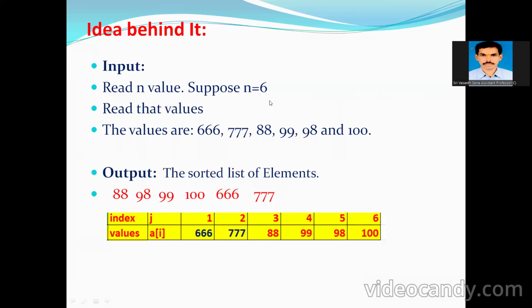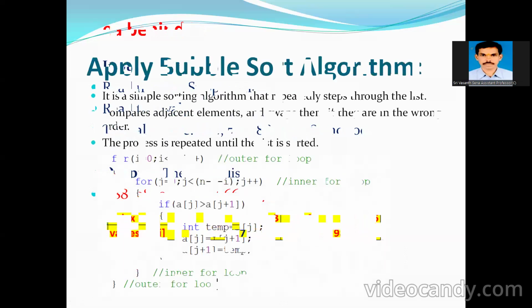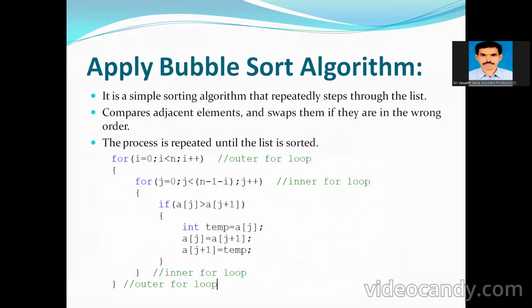The number of elements is 6. These elements are stored in these memory locations. At the end of this, I need to get an ascending order list, Arohana kramam, small to big. So for that purpose, we have different strategies. We need to apply the simplest strategy, which is said to be the bubble sort algorithm.